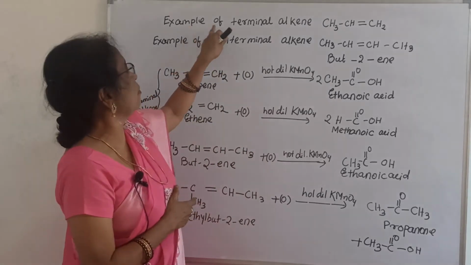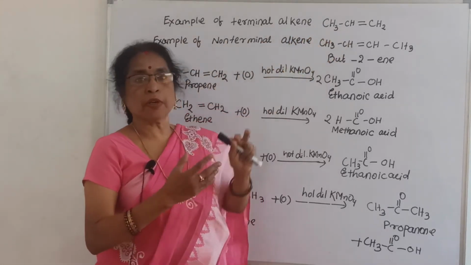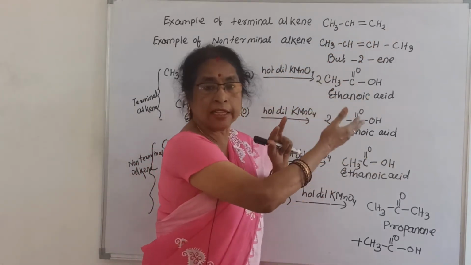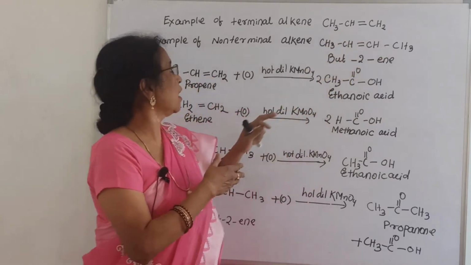Now another example of a terminal alkene is propene, CH3CH=CH2. You know the double bond is on the right side, at the end. That is why it is called a terminal alkene.